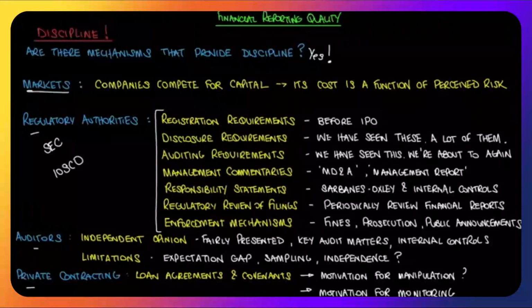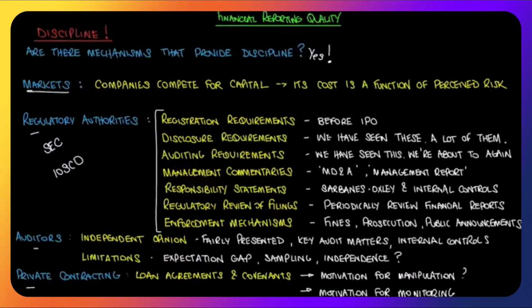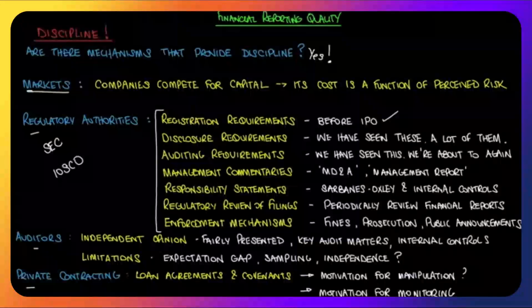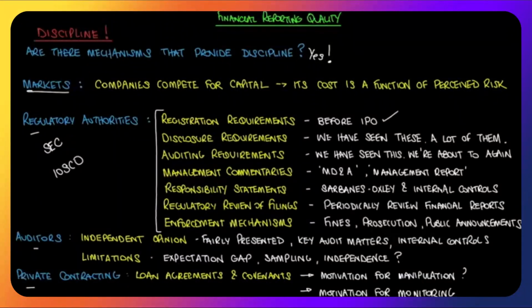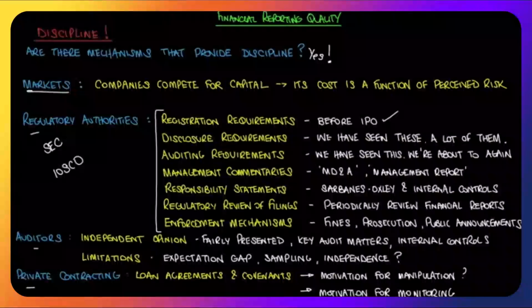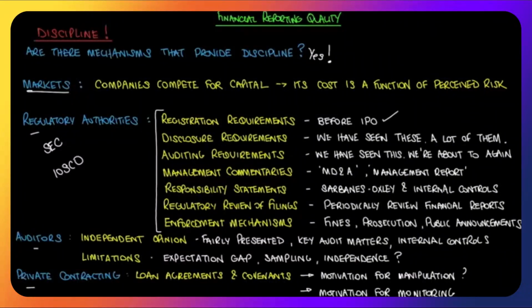How do they impose discipline? Registration requirements before you can sell shares to the public. You have to provide a minimum level of information that they're comfortable with. Disclosure requirements, as I put here. We've seen these, a lot of them. Almost every module you've seen, whether it be long-lived assets or inventories or the income statement or deferred tax, ends with a big list of disclosures that must be in your accounts to give decision useful information.